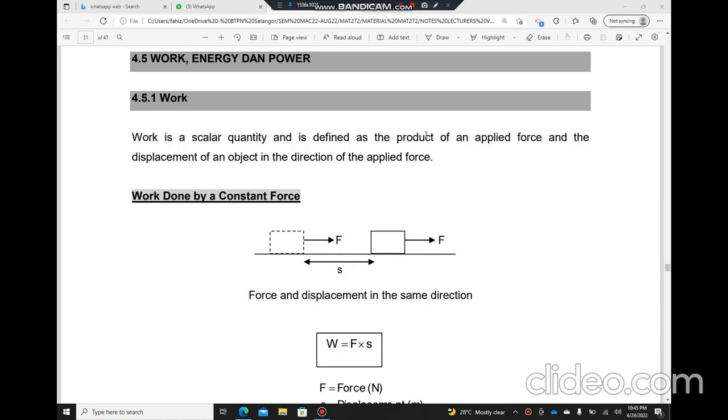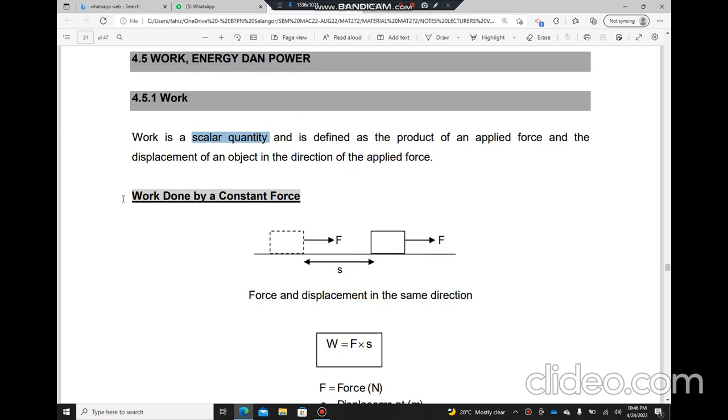Okay, so next chapter we focus on work, energy and power. First of all, kita tengok dulu untuk work. Work is a scalar quantity and is defined as the product of an applied force and the displacement of an object in the direction of the applied force.